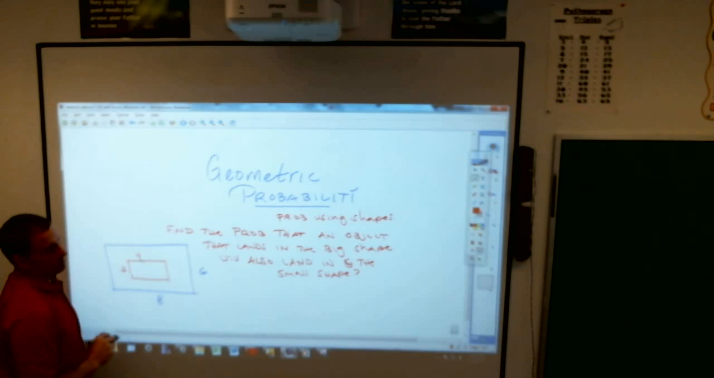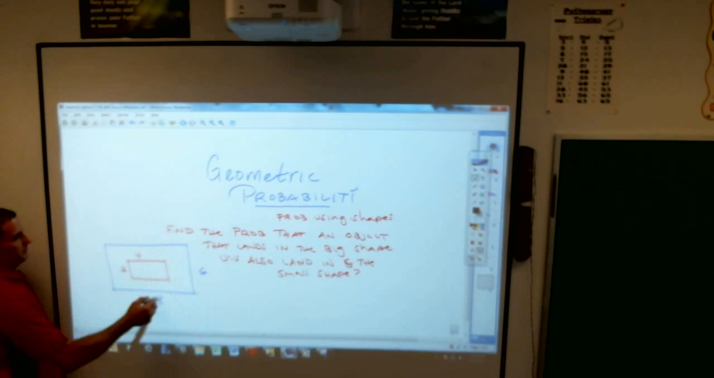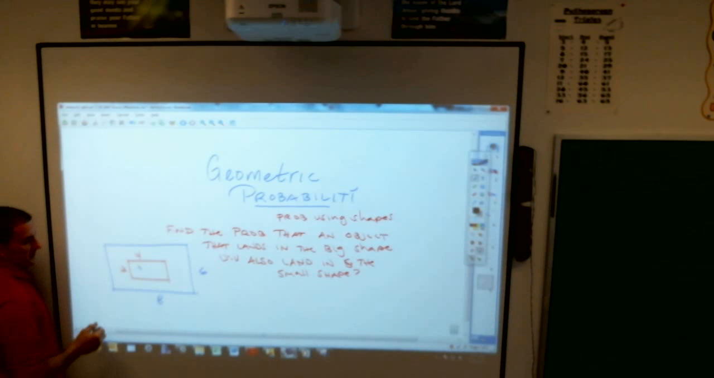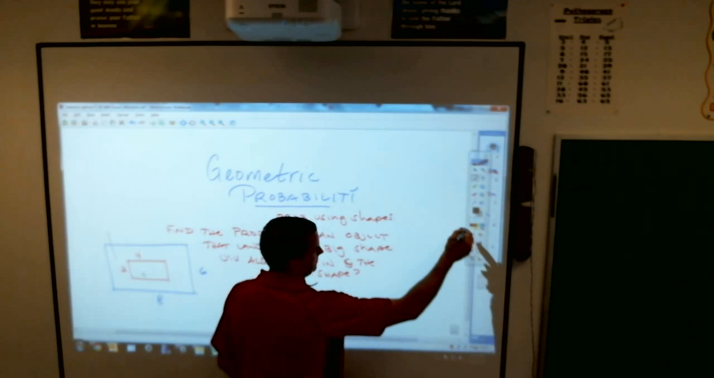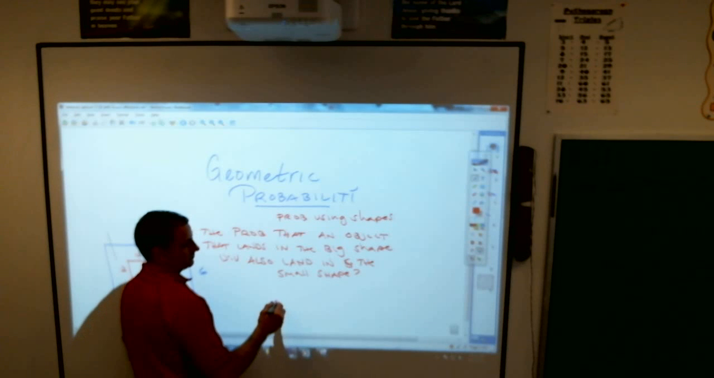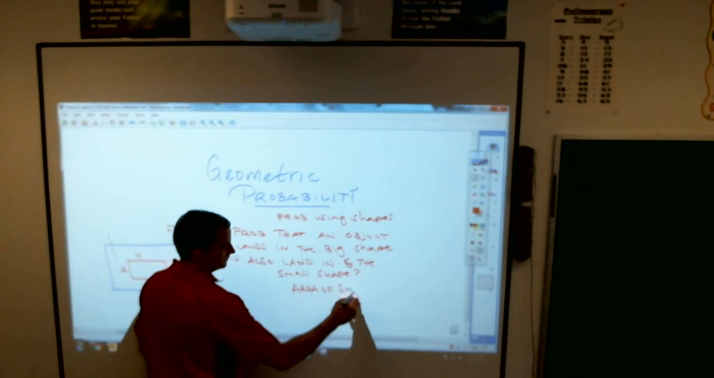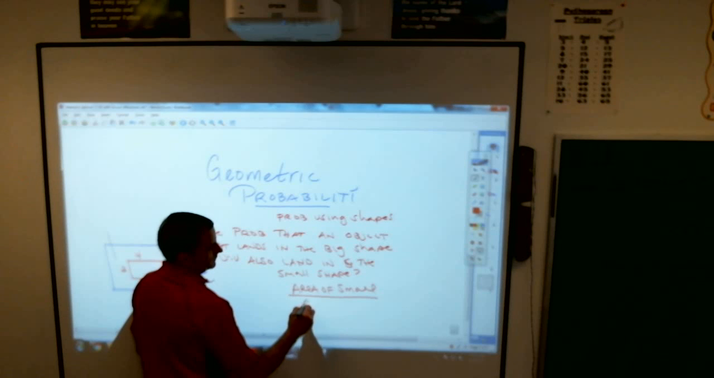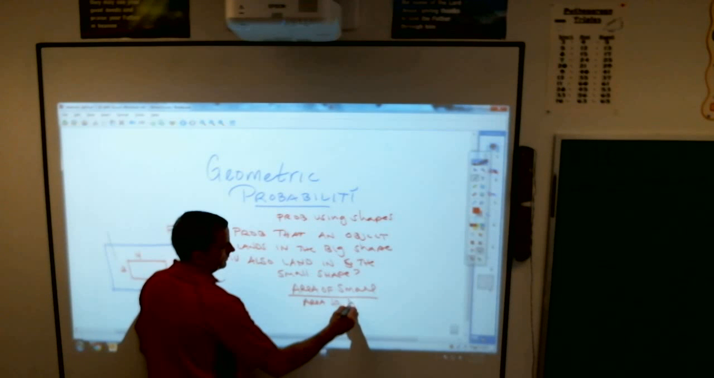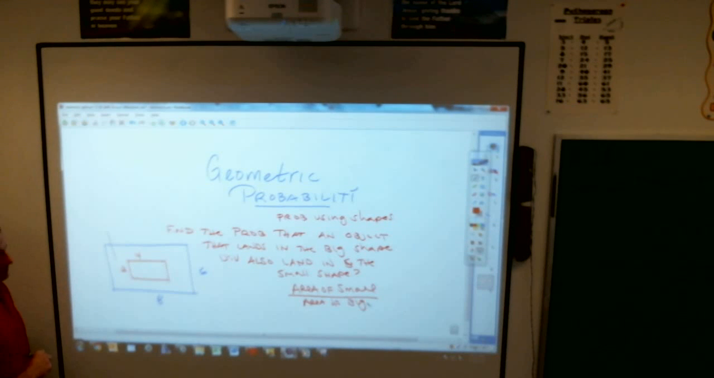They're asking you, what is the probability that if your dart lands inside the big rectangle, it's going to land inside the little red rectangle? And basically, it is simply this. Remember, probability is in fraction form. It is basically the area of the small over the area of the big. Area of the small over the area of the big.